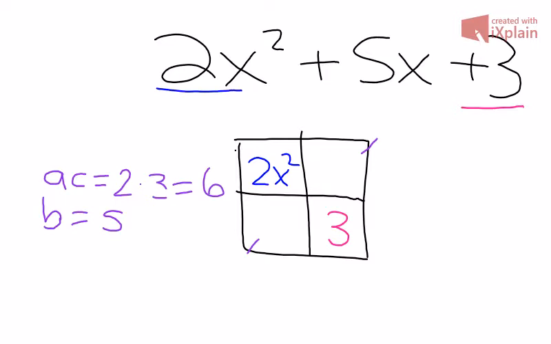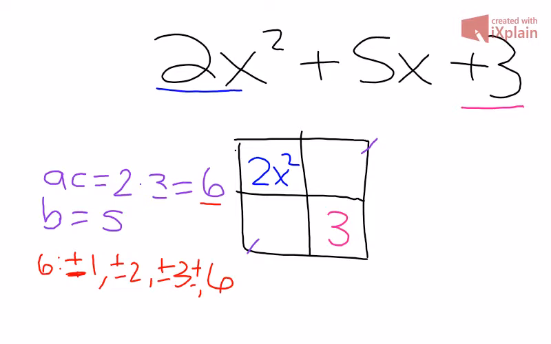So next we need to look at factors of 6. Factors of what we're trying to multiply to. So 6 is plus and minus 1 and 6. That's supposed to be a minus sign. And plus and minus 2, and plus and minus 3.